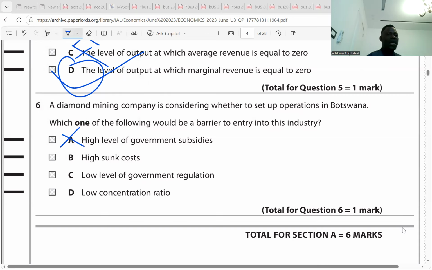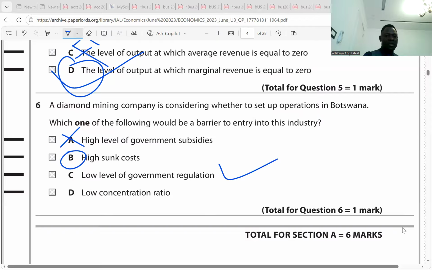B, high sunk cost. Yes, sunk cost is a cost that cannot be recovered, and that might be a barrier to entry. So it is B, but let's look at the other options anyway. C, low level of government regulation. Low level of government regulation allows more firms to come in because it simply means bureaucracy would reduce. It also means the cost of production would fall for firms because it's not going to take time to get engaged. What takes time takes money. So low level of government regulation would rather attract more firms to set up in a country like Botswana.